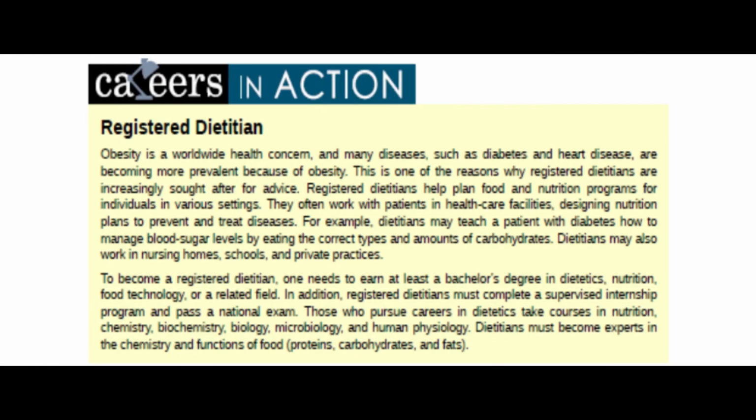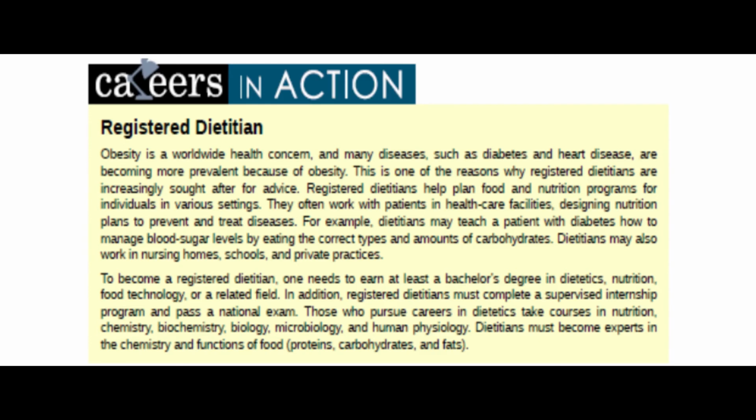Registered Dietitian. Obesity is a worldwide health concern, and many diseases such as diabetes and heart disease are becoming more prevalent because of obesity. This is one of the reasons registered dietitians are increasingly sought after for advice.